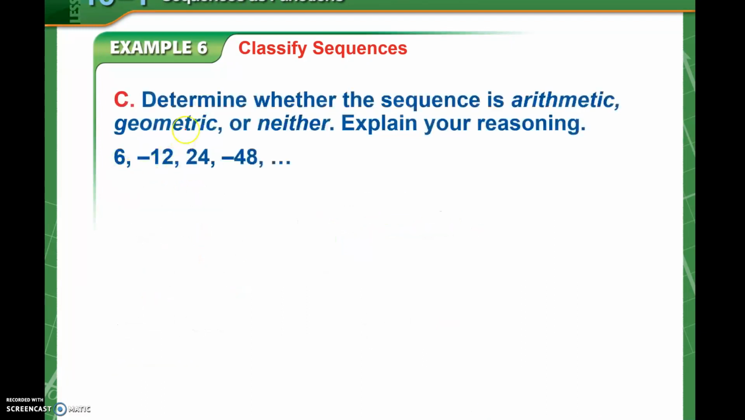Okay, this one goes down, negative 18. For this, between these, minus 18, plus 36. So it's not arithmetic. So then we look at the ratio. Negative 12 divided by 6 is negative 2. 24 divided by negative 12 is negative 2.